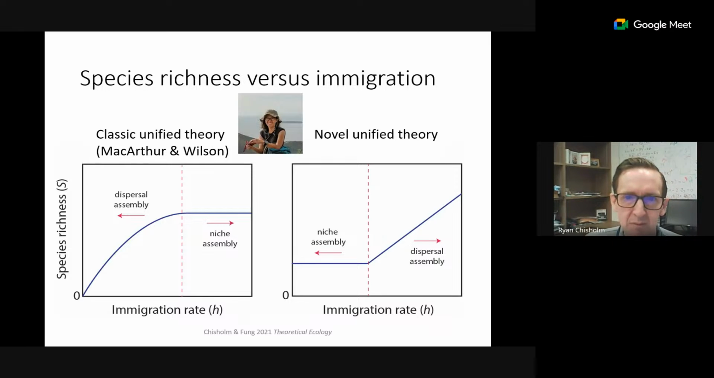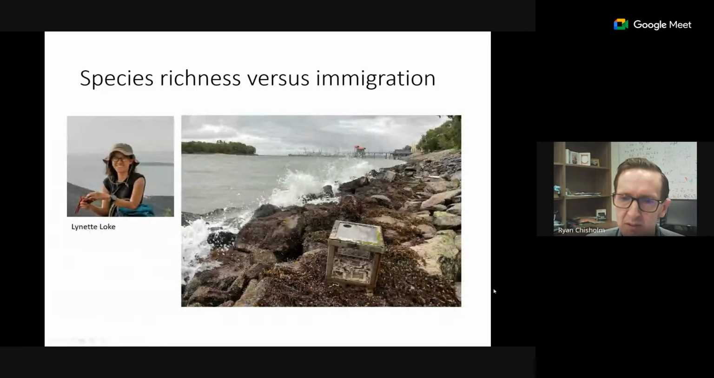Very difficult to do experiments on real islands, but this is where Lynette Loke came in. She was a postdoc here. She's now a lecturer at the University of Melbourne. And she did an experiment, not with real islands, but with these boxes that she put out around seawalls in Singapore. And she has a concrete tile here where all the little animals can live on, gastropods, crustaceans, and so on. And she could punch holes in the polycarbonate panels here to control the rate of immigration.